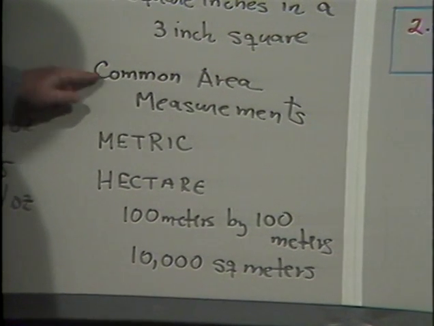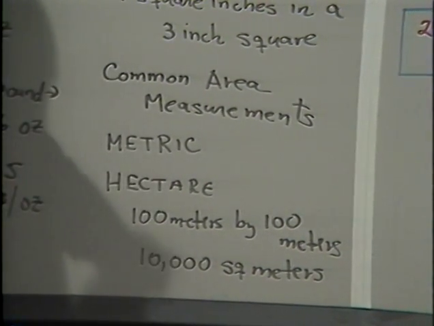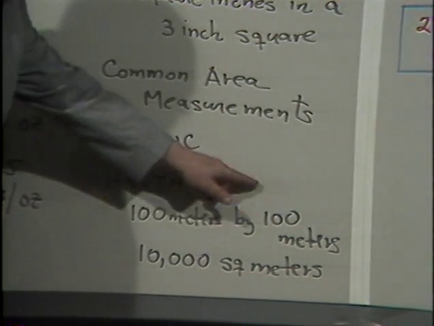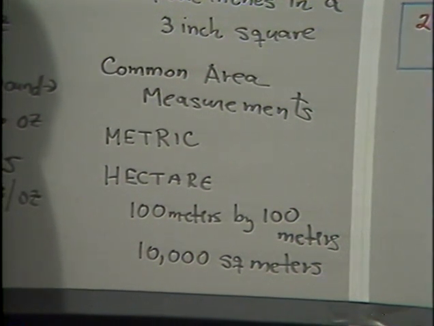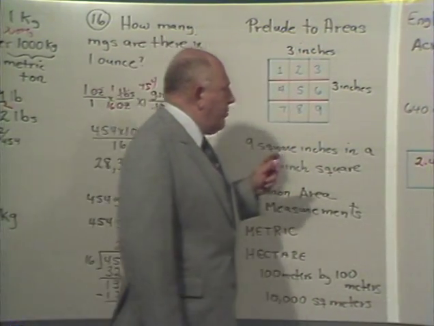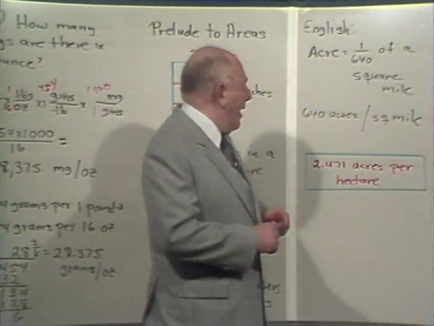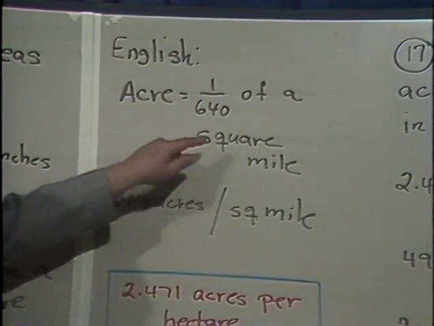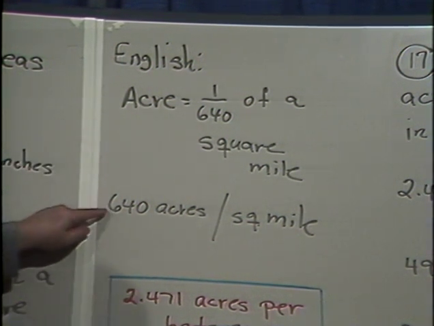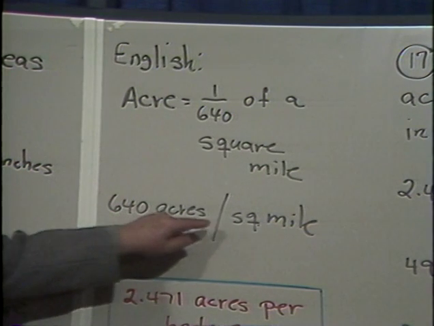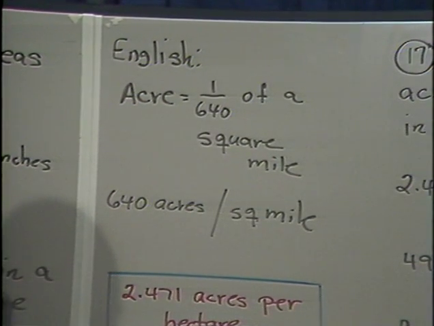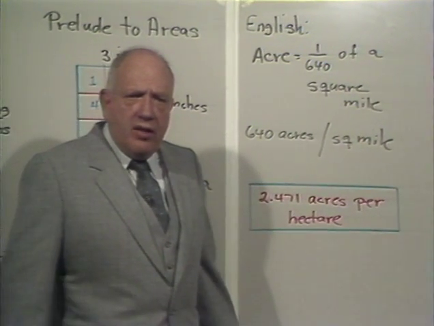Now, the basic metric area measurement is called a hectare, and that's a square that's 100 meters by 100 meters. And that's what? 100 times 100 is 10,000. That's 10,000 square meters. I'm just telling you this. You don't have to know any of this to do the problem, you see. The English system, and I never knew where this came from, I still don't, but we can look it up. An acre is what you get when you take a square mile and divide it into 640 equal parts. In other words, to use this without fractions, there are 640 acres in 1 square mile. So basically, we have what? A metric system that deals with hectares, an English system that deals with acres.